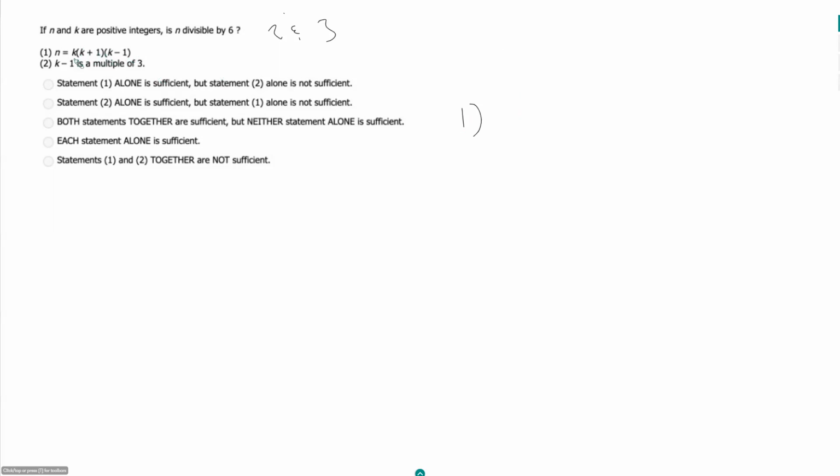N is equal to k times (k plus 1) times (k minus 1). So I see that this is a pattern I immediately recognize. They are telling us that n is the product of 3 consecutive integers. So I might rearrange these values like this.